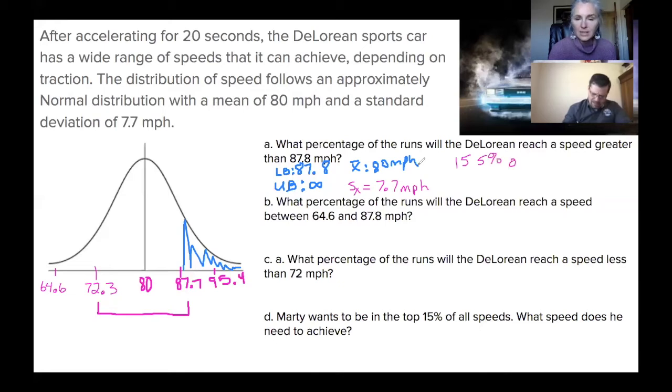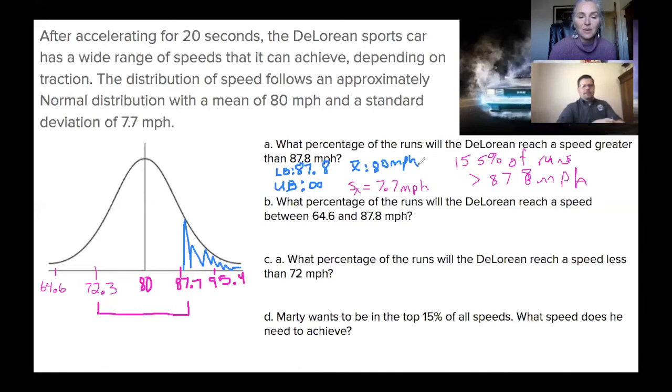So you want to say something like, 15.5% of the runs are greater than 87.8 miles per hour. And then that's it. Nice and easy. Sorry, my iPad's being snarky today, if you could read my handwriting.